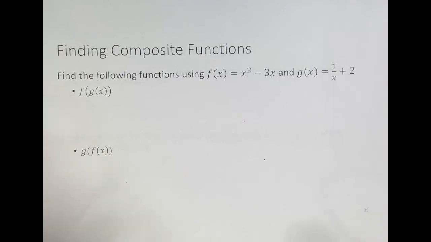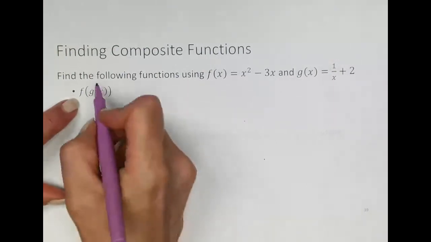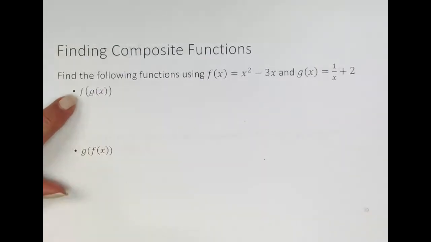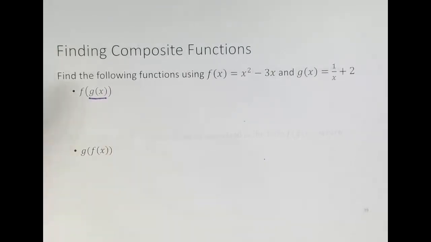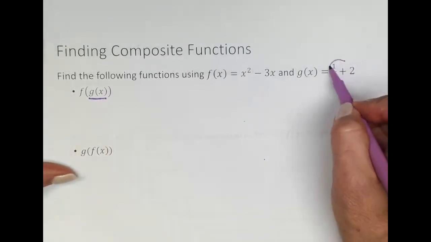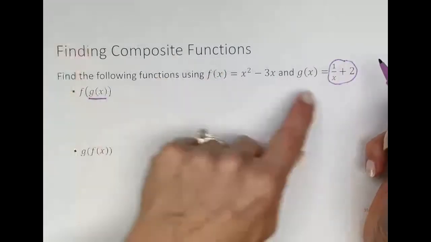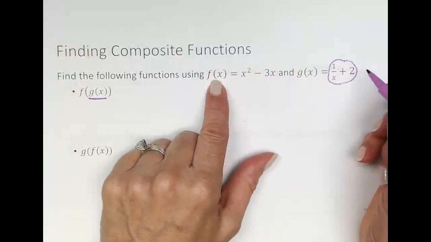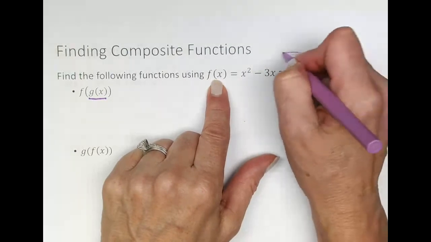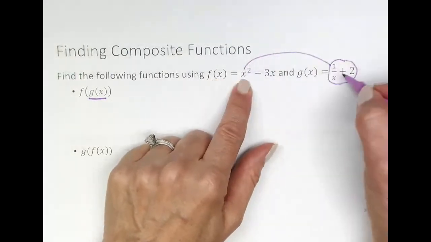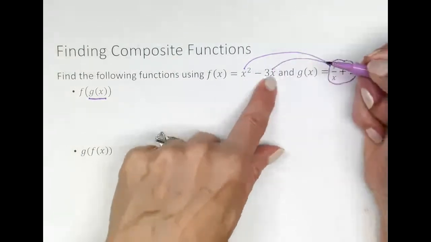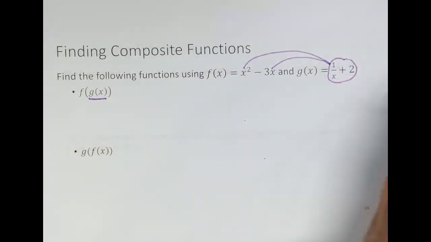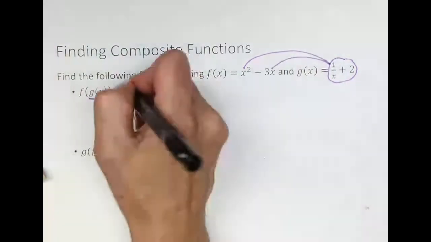We take the whole inside function and shove it in everywhere the outside function is expecting an input. So f of g of x means we take all of g of x, the formula for g of x, and put it into f of x where it's expecting an x. So it goes in here. For x squared, that's going to be 1 over x plus 2, squared. It's also substituted in for that x.